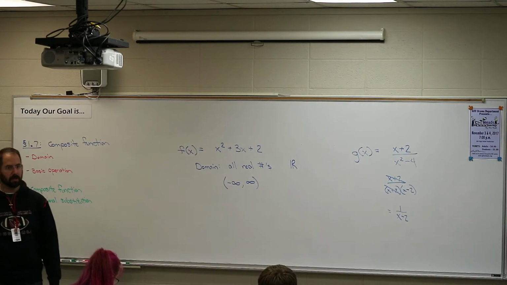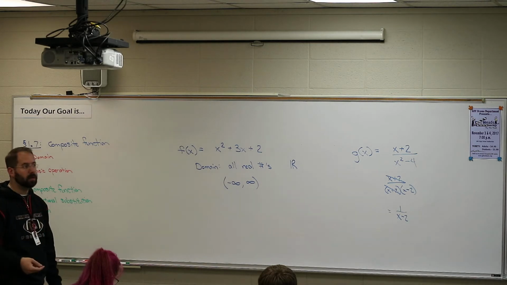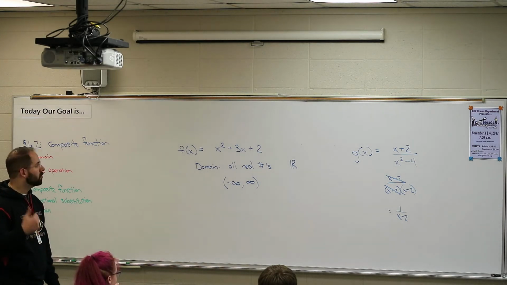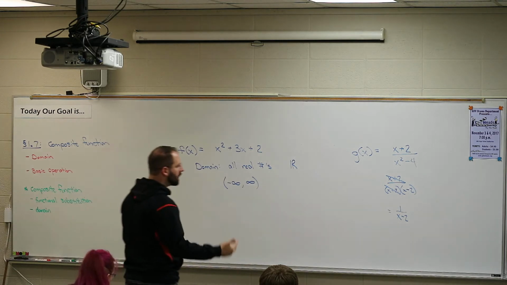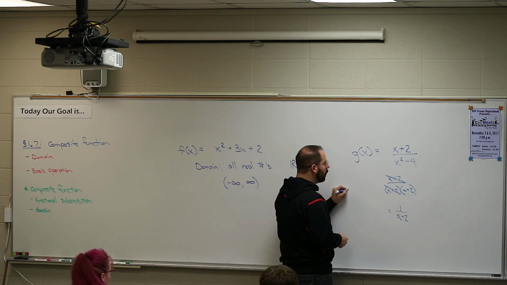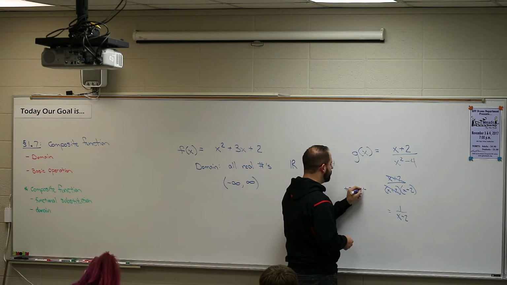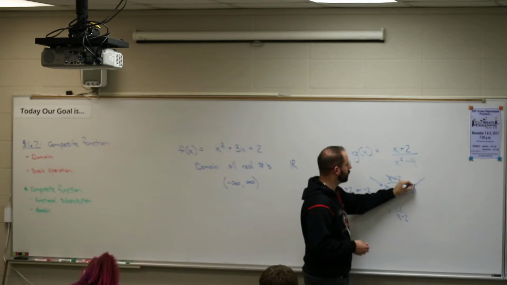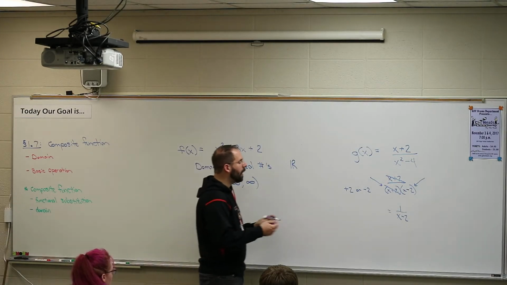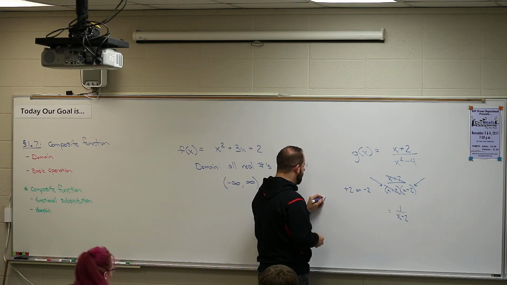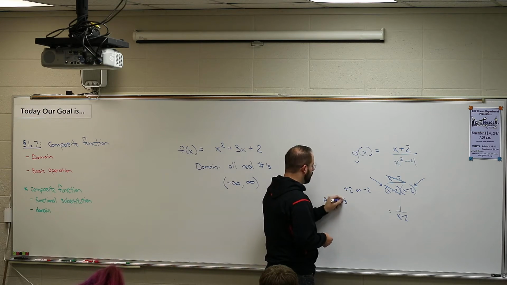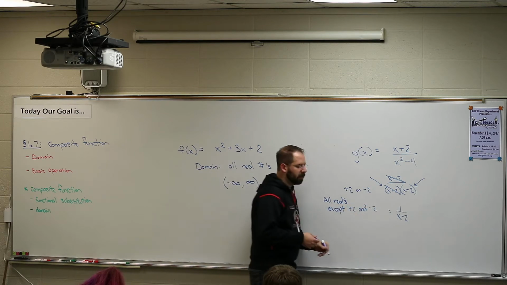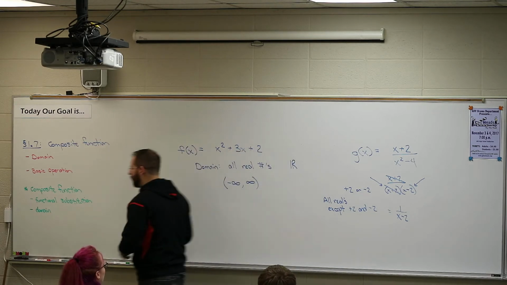There are exceptions to this problem. Those exceptions are numbers I'm not allowed to use. What are the exceptions? 2? Negative 2. Even though it canceled out, it was called a removable discontinuity. There's still two exceptions. You are not allowed to use positive 2 or negative 2, because in the original problem they caused problems. There was a fraction. You have to throw those out. So how you write that, you would say x is all real numbers, all reals, except 2 and negative 2.